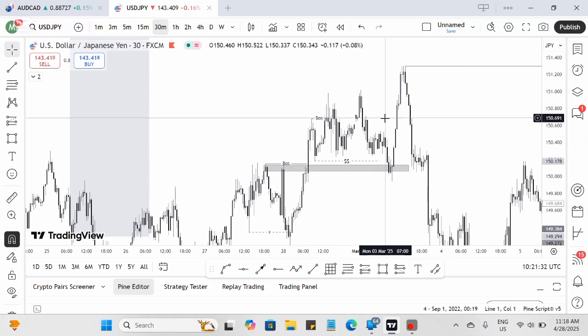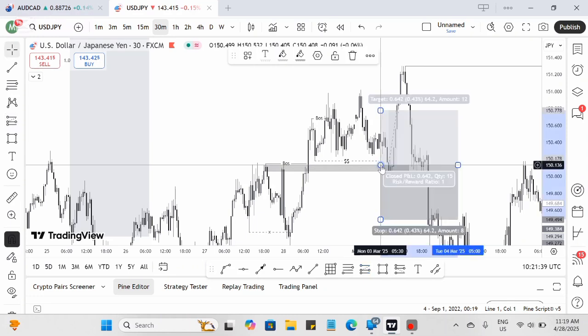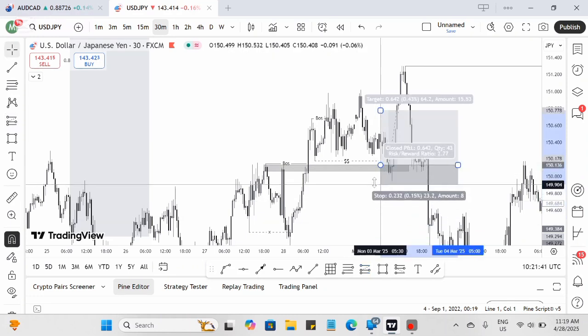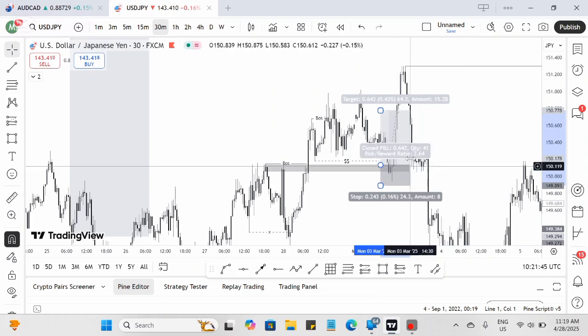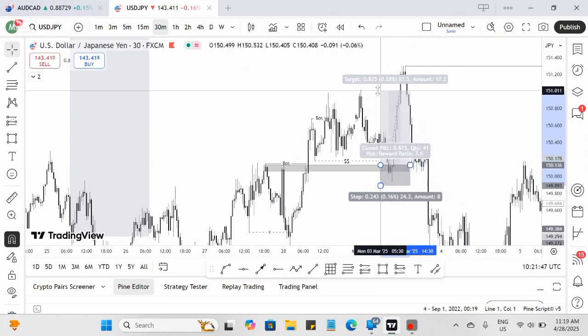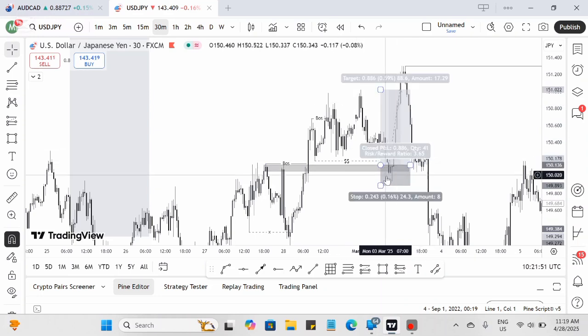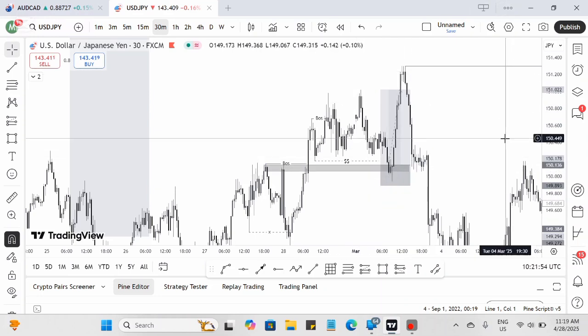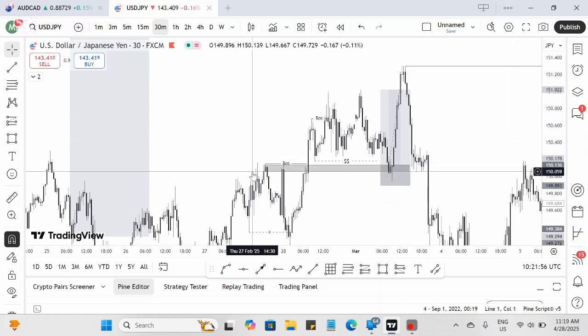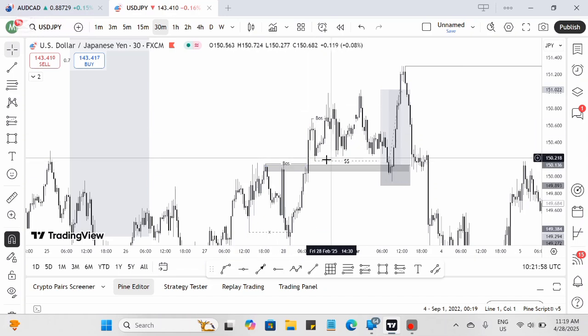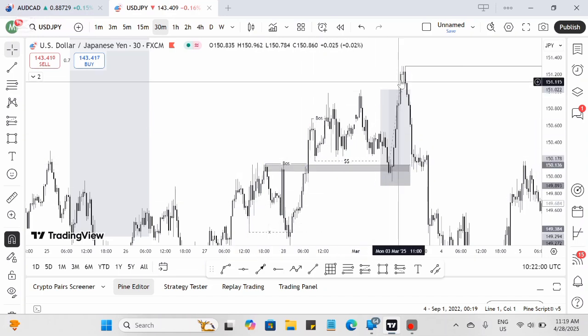So how do we enter? We just put our buy limit here. We place our buy limit here, set our stop loss below this low, set our target into this area, and we wait for price to pull back. What did price do? Price came back, tapped on it and bought. So that's how you use your break of structure, your liquidity and your breaker block.